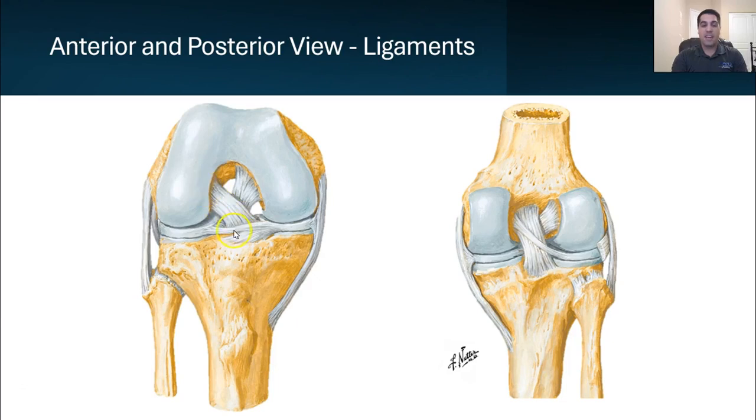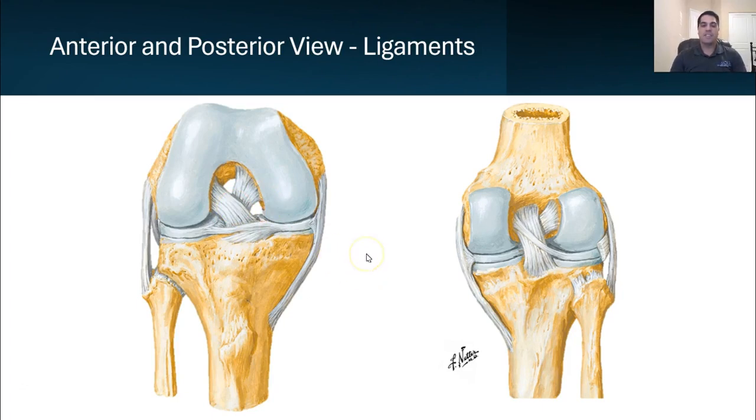We have the anterior cruciate ligament. It attaches on the anterior tibia and moves posteriorly. Then we have the PCL, which is the opposite, attaches on the posterior aspect of the tibia and moves anteriorly. Again, these are cruciate ligaments. All of these ligaments are very important for structural stability of the knee.